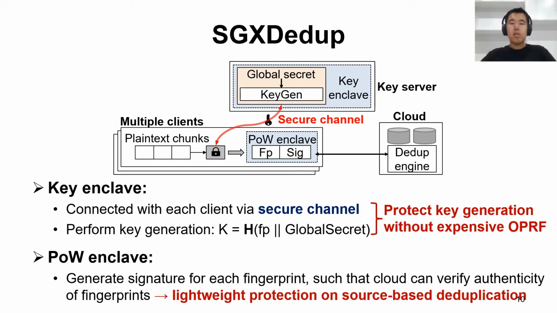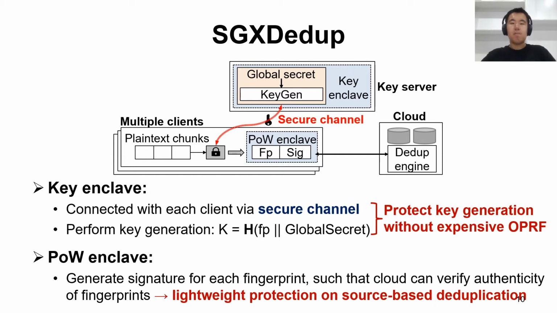SGX-Dedup uses a server-aided architecture, but it deploys a key enclave in the key server to protect key generation, while a POW enclave in each client to protect source-based deduplication. The key enclave manages the global secret and is connected with each client via a secure channel for key generation. It performs key generation by hashing the concatenation of the chunk fingerprint and the global secret, and returns the resulting key via the secure channel.